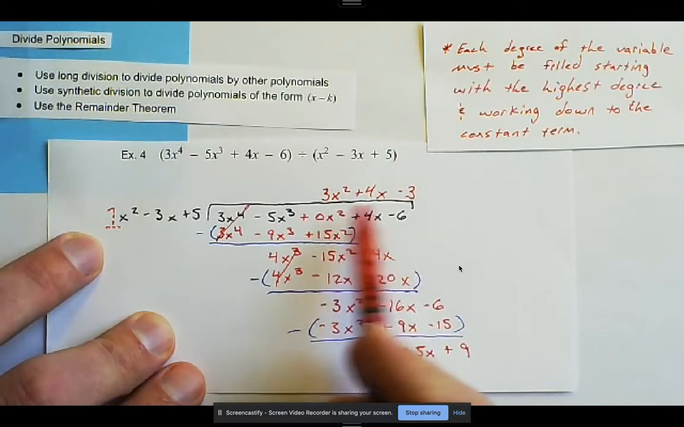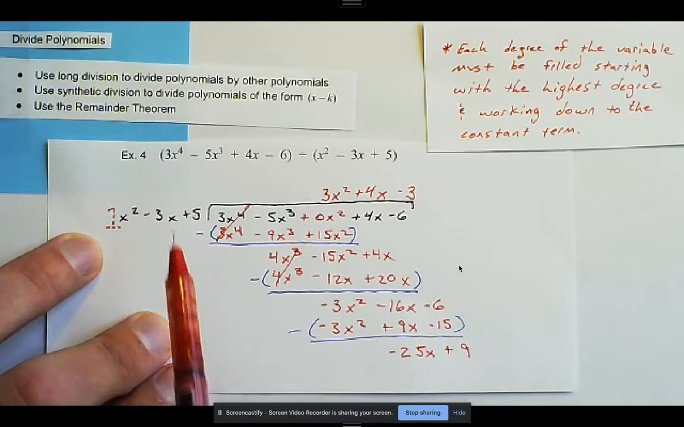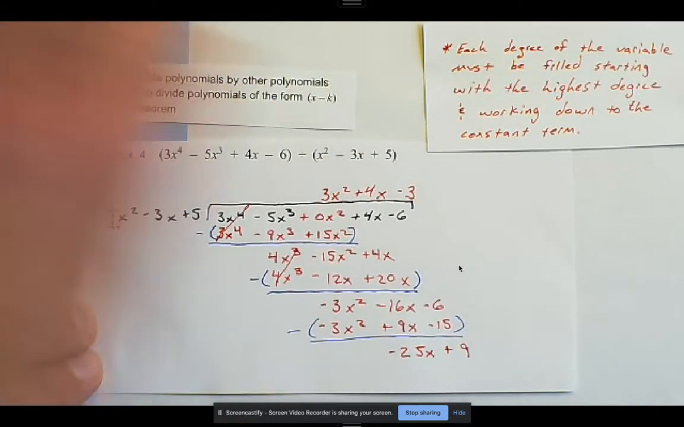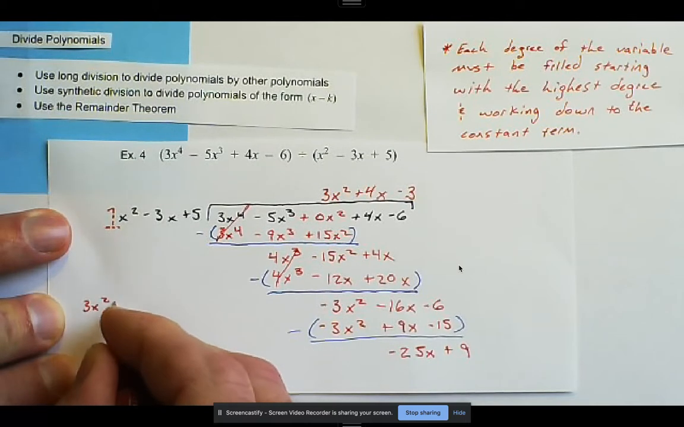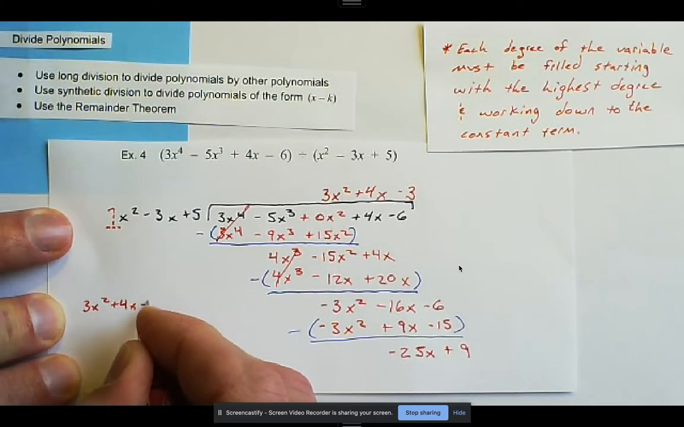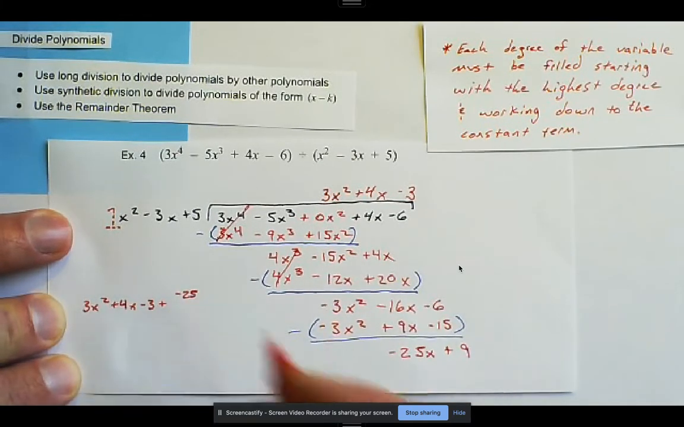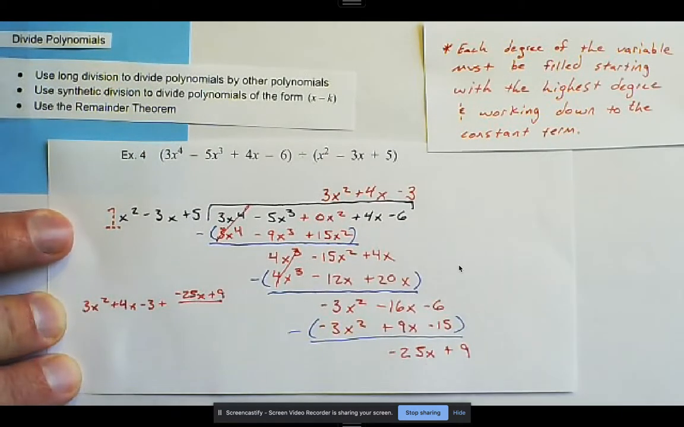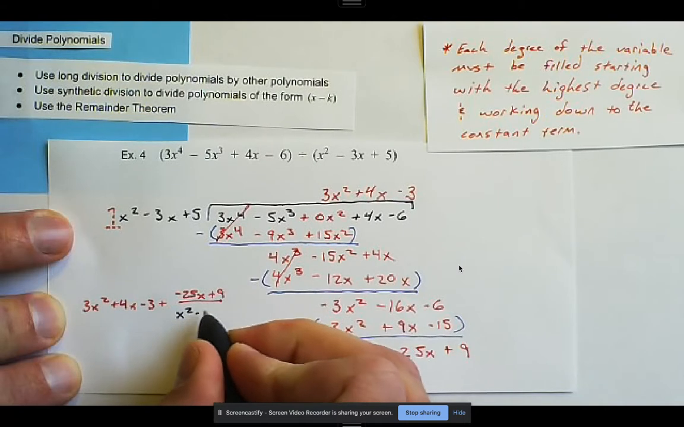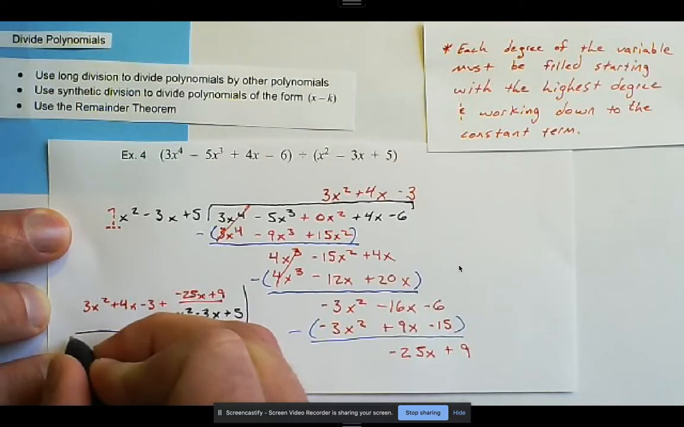So we've already calculated this much of the polynomial, and then we have to have our remainder. So again, we take whatever the remainder is, and we put it over top of the polynomial we are dividing. So our final answer in this case is going to be 3x squared plus 4x minus 3 plus our remainder here, which is negative 25x plus 9 divided by whatever polynomial we are dividing by. In this case, it's x squared minus 3x plus 5. And that is our final answer.